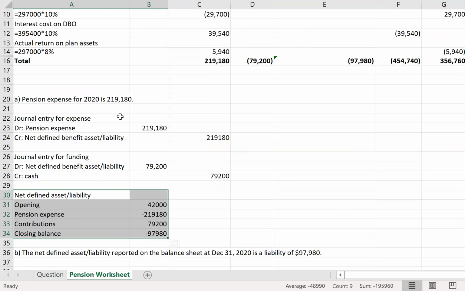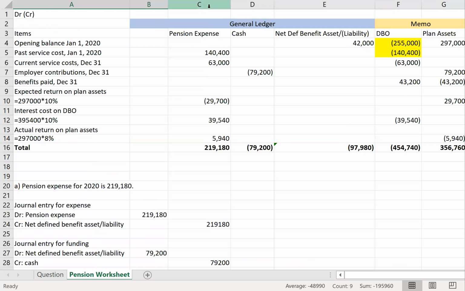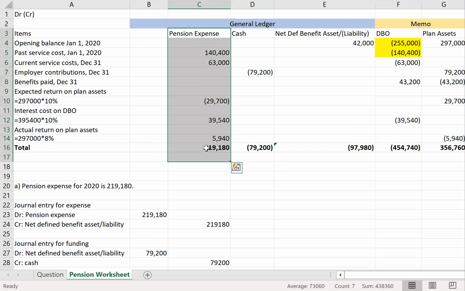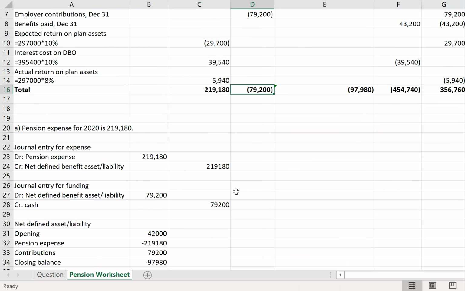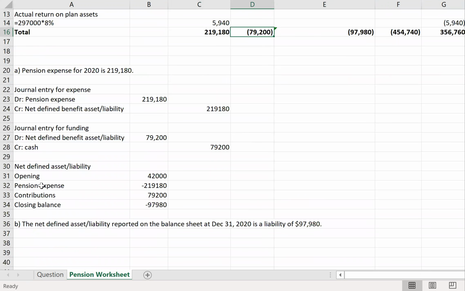Just talking about these journal entries. So when we look at our pension worksheet, we've got pension expense and cash going through the books and records of the corporation. The offset of the journal entries to these is this net defined asset or liability. So when you've got a debit, you're increasing the liability. When you're decreasing the cash here, then you're decreasing our liability. And you can see how these things played out here.